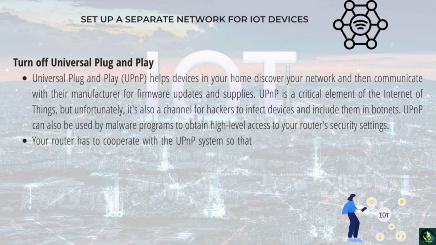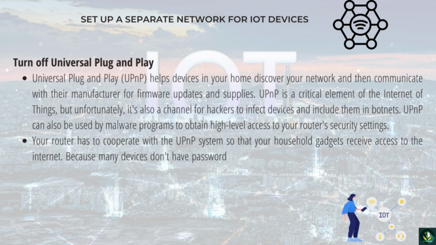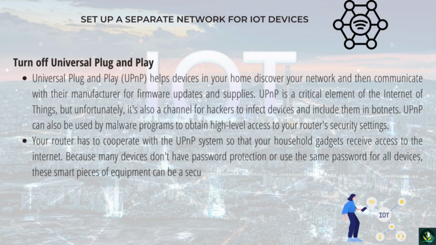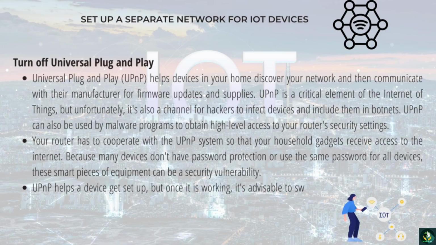Your router has to cooperate with the UPnP system so that your household gadgets receive access to the Internet. Because many devices don't have password protection or use the same password for all devices, these smart pieces of equipment can be a security vulnerability. UPnP helps a device get set up, but once it is working, it's advisable to switch off its UPnP capabilities and turn off UPnP compatibility in your router.